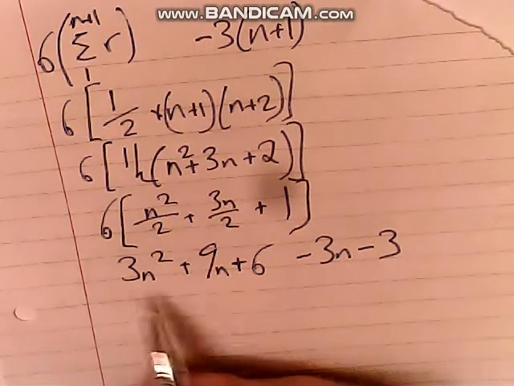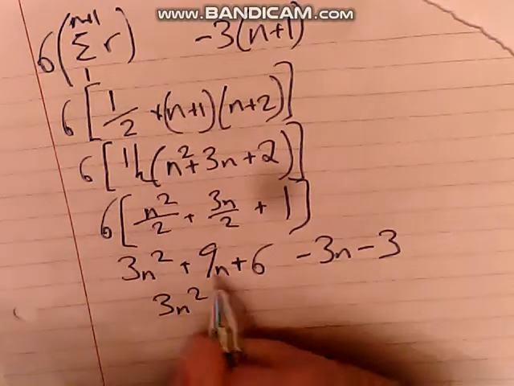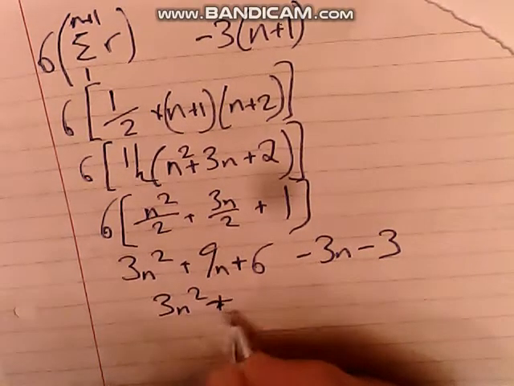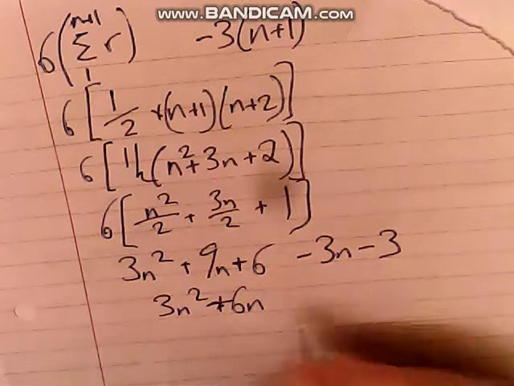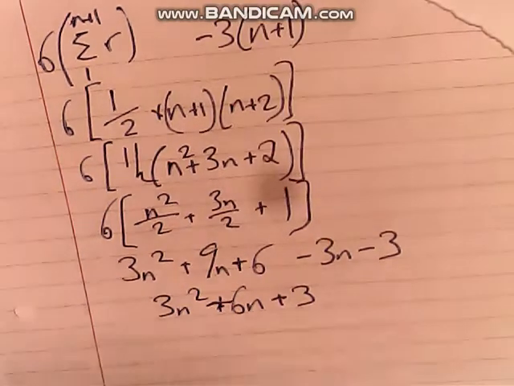We collect our like terms, so it's going to be 3n squared. 9 minus 3 is positive 6n. 6 minus 3 is positive 3.